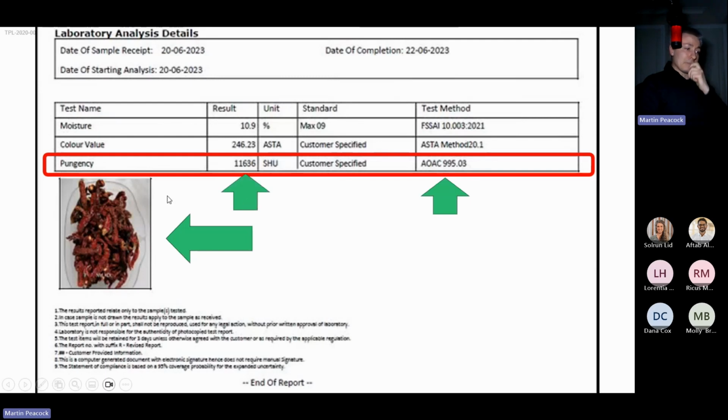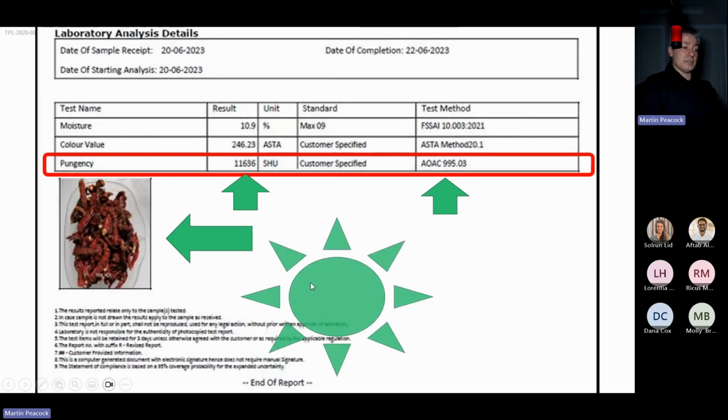This is really intriguing now. They report 11,636, which is quite mild, Scoville heat units, great. But there has to be an uncertainty associated with that number. So is that 11,636 plus or minus 5%, plus or minus 10%, plus or minus 15, plus or minus 20? There has to be an uncertainty associated with that. But they never report the uncertainty.